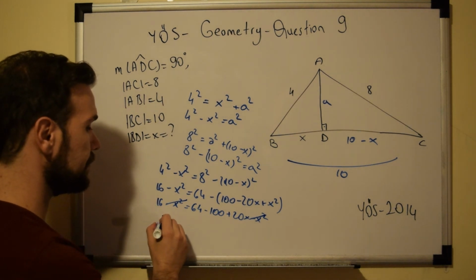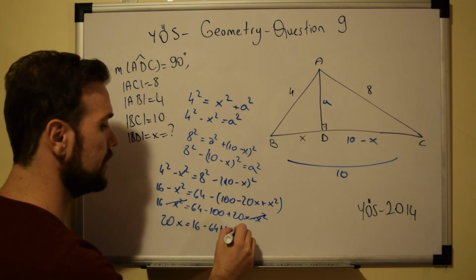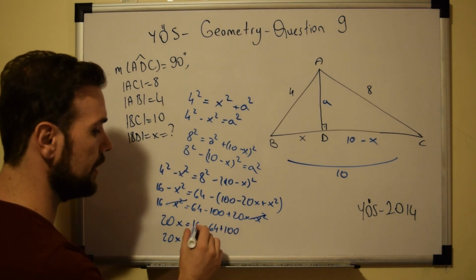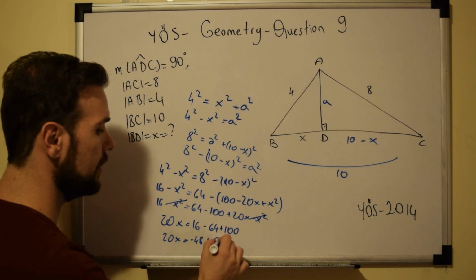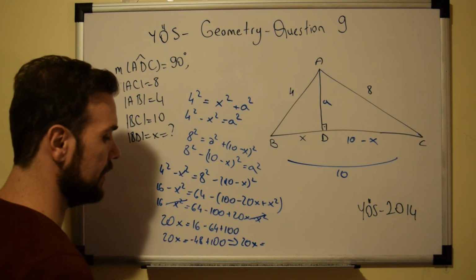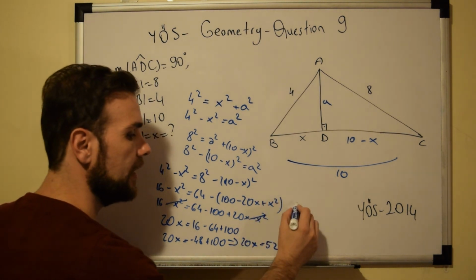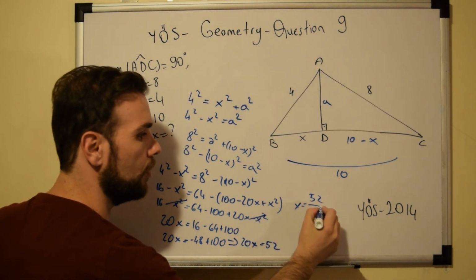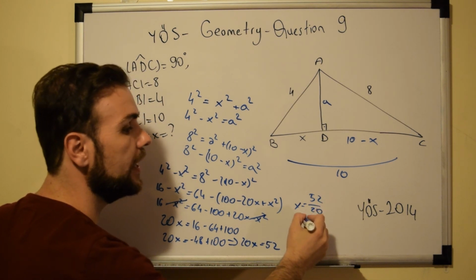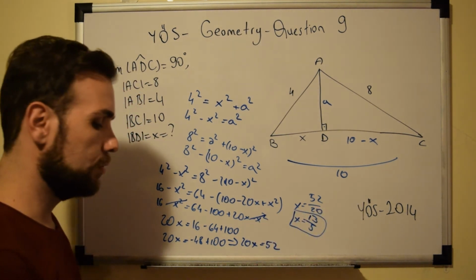So we have here 20x, which is equal to 16 minus 64 plus 100. So 20x is equal to minus 48 plus 100, and that will be 20x equal to 52. In this case x is going to be equal to 52 over 20, so if we divide this by 2, we have 26 over 10, so 13 over 5. So the value of x is equal to 13 over 5.